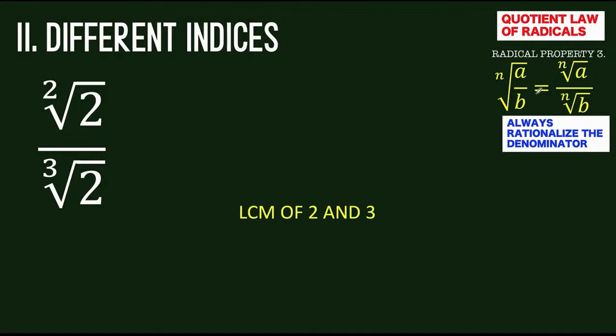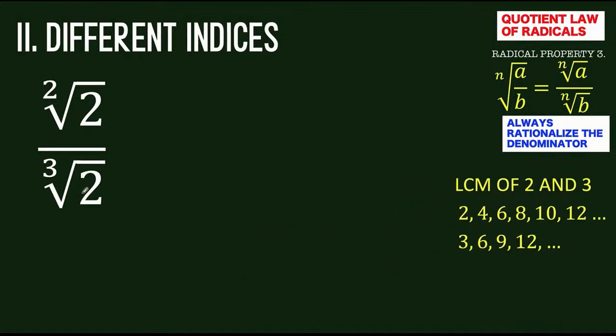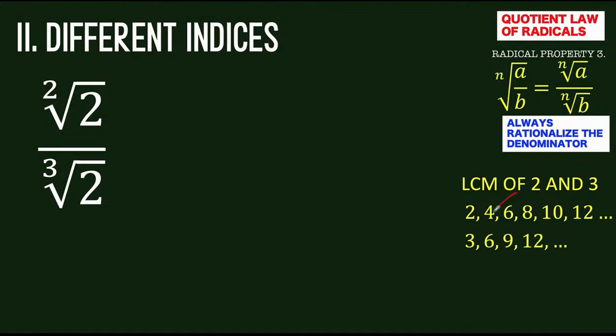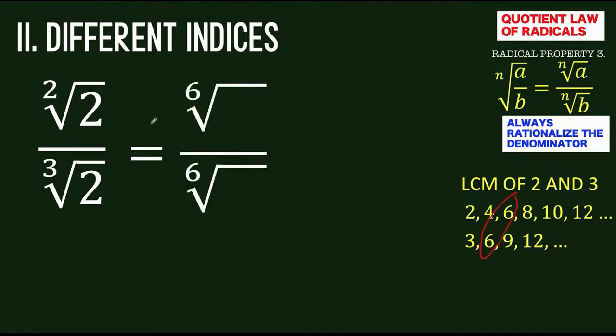So we want to get the LCM of the indices 2 and 3. Multiples of 2 are 2, 4, 6, 8, 10. Of 3 are 3, 6, 9, 12. We want the lowest common multiple, and that is 6. So we want now to write this as the 6th root of something divided by the 6th root of something.